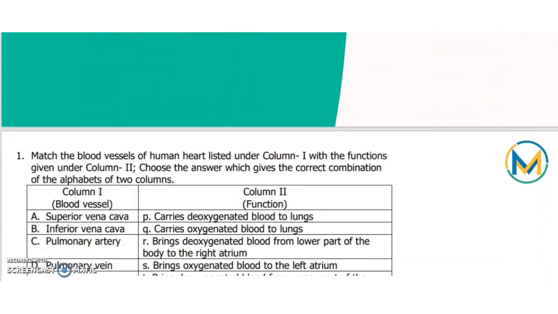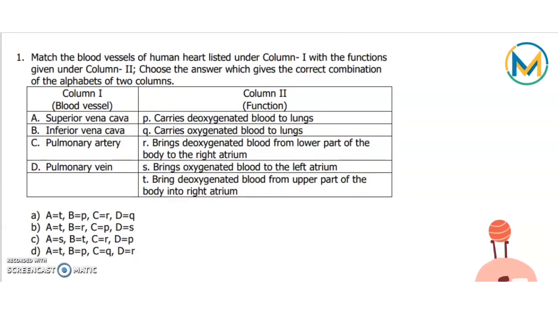First question. Match the blood vessels of human heart listed under column 1 with the functions given under column 2. Choose the answers which give the correct combination of the alphabets of two columns. Now column 1 is a blood vessel and column 2 is their functions.